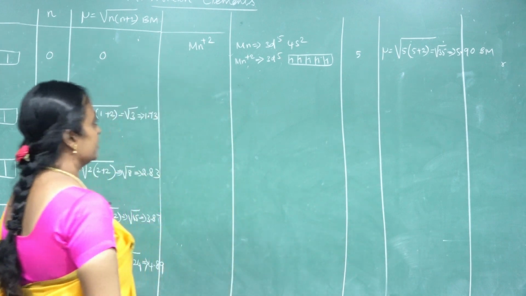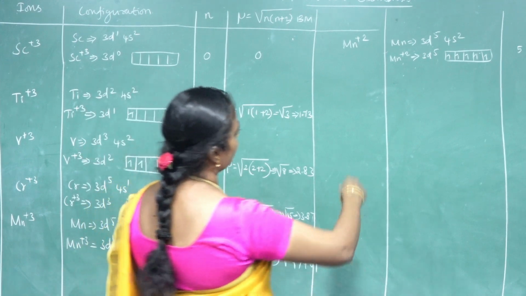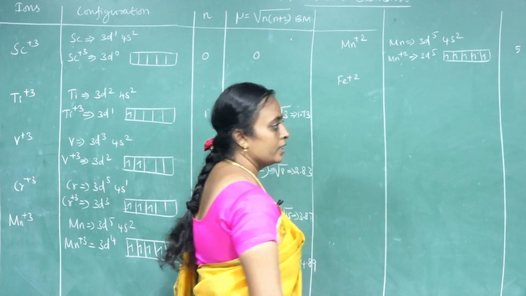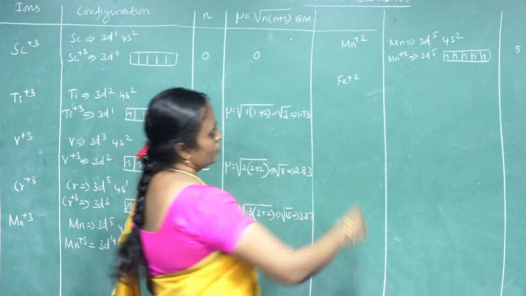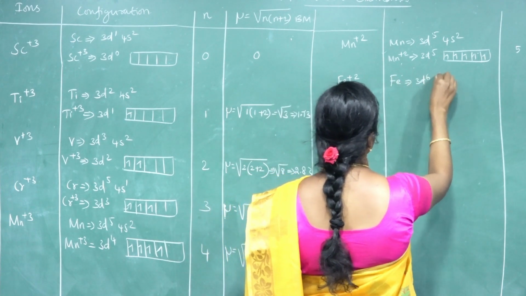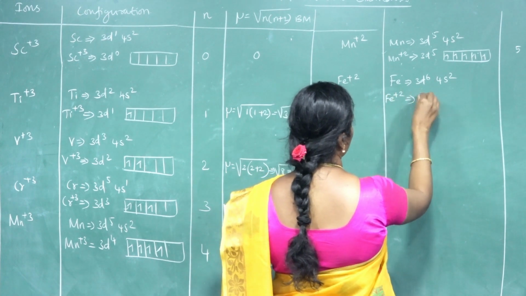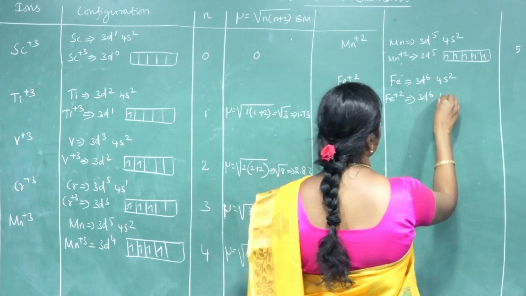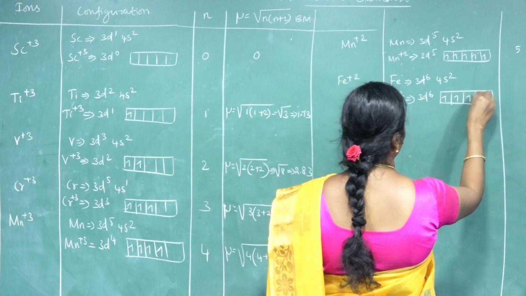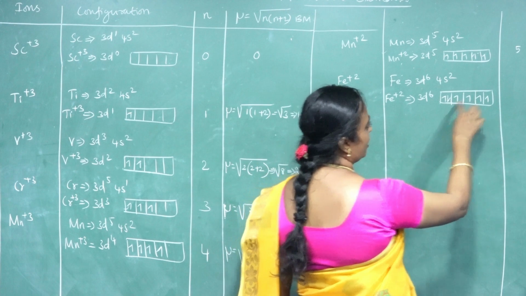Okay, and next, along with that manganese, next we are going to calculate for the Fe plus 2 ion. So manganese, iron, copper, nickel, like that. If I am taking iron, the usual configuration is 3d6 4s2. For iron plus 2, you will get only the 3d6 configuration. With that 3d6 configuration, the number of unpaired electrons is only 4.